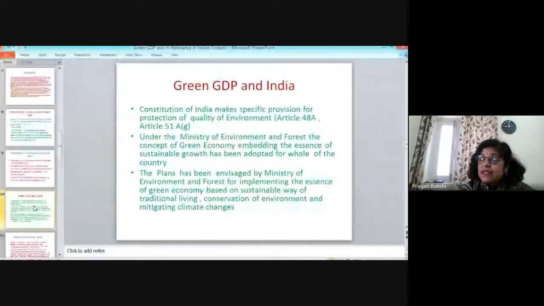So forest is not only a canopy that provides us oxygen but also in a sense a way of living, especially in Jharkhand. Jharkhand mein to sabko pata hai kaise wo way of living hota hai.